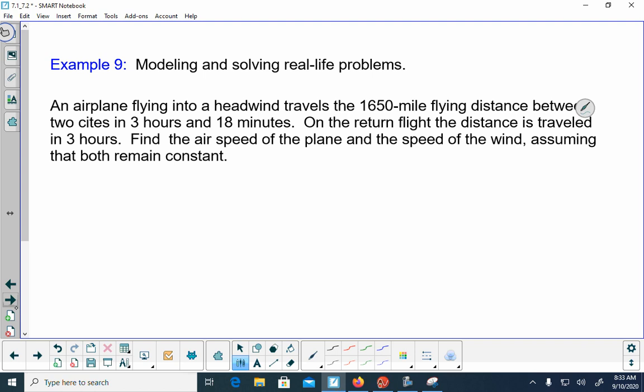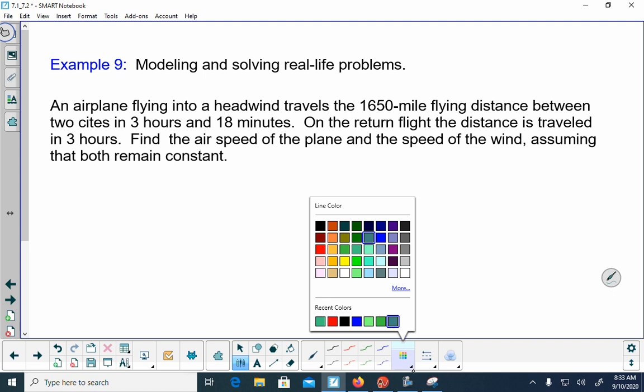Okay, you have an airplane flying in headwinds traveling 1,650 miles between two cities in 3 hours and 18 minutes. On the return flight, the distance is traveled in 3 hours. Find the airspeed of the plane and the speed of the wind, assuming that both remain constant. So word problems, everyone's favorite.